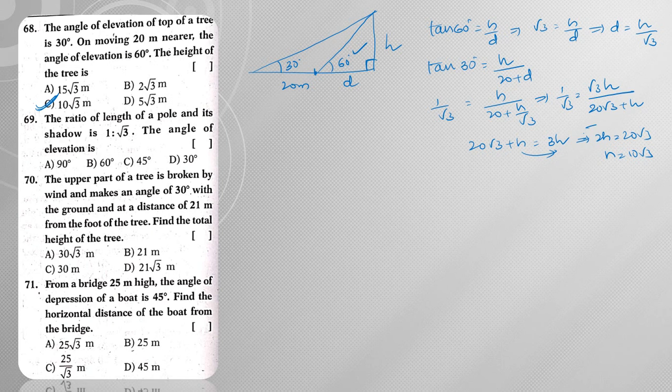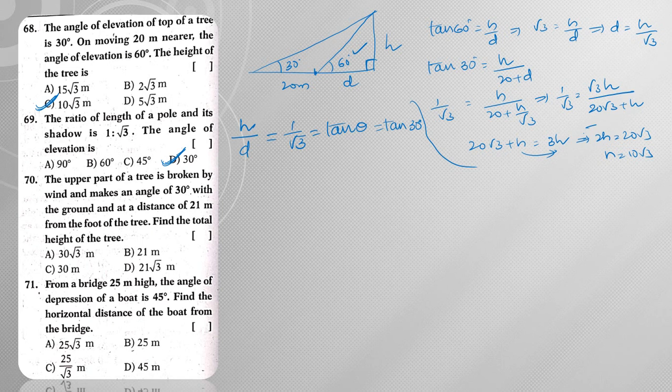The ratio of length of a pole and its shadow, that means length of the pole is height and the length of shadow is distance. So h by d is equal to 1 by root 3. That means this is nothing but the definition of tan theta. So tan theta is equal to 1 by root 3. So it is possible when theta is equal to 30 degrees, right? Hence the angle of elevation is 30 degrees.